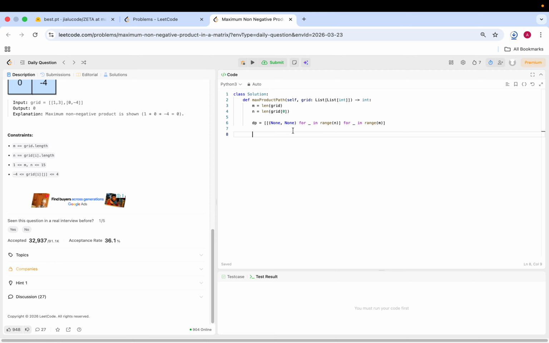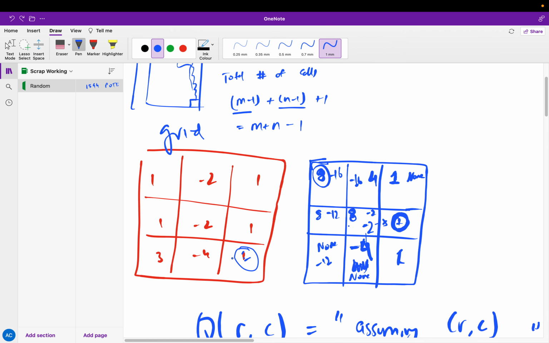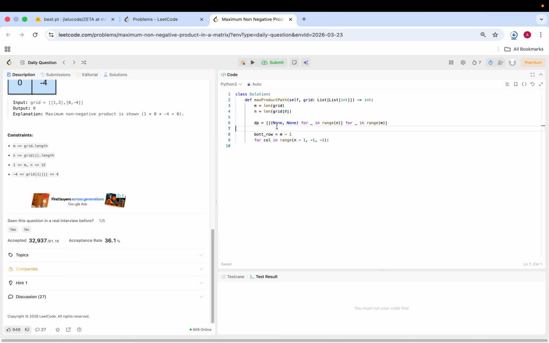So bottom row is equal to m minus 1, and for col in range n minus 1 down to negative 1 with the decrement of negative 1, what do I want to do? Well, first things first, I should say dp at row m minus 1, col n minus 1, if I've got to do my base case.